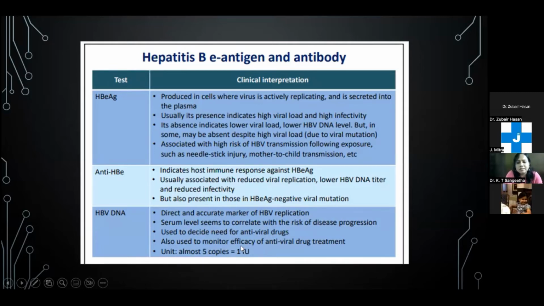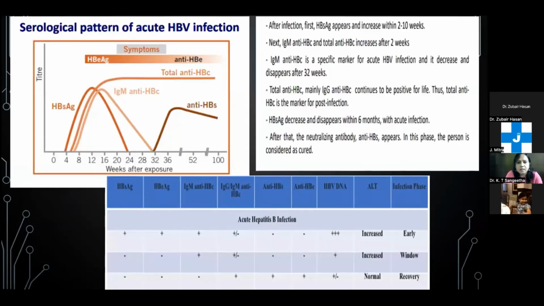So usually the standard by which we diagnose is given as IU per ml, the HBV DNA level, through various molecular assays. Now let's take the course of acute hepatitis B infection. This picture shows the course of all the markers in acute infection. You can see here, as I said, the HBsAg is the first marker to appear. It appears within 1 to 12 weeks of infection.